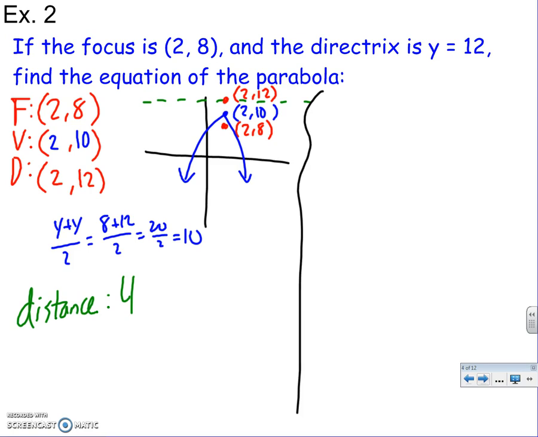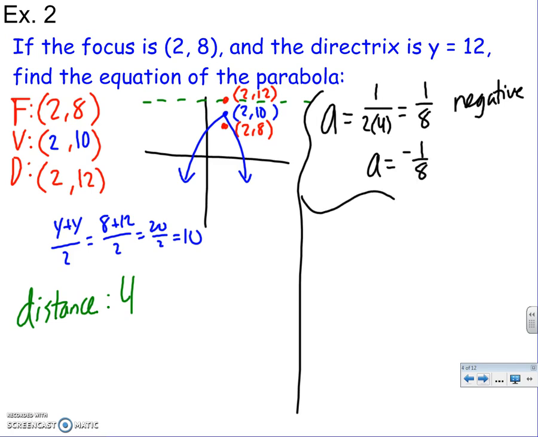Step 3, find A. A is that formula, 1 over double that distance. All right, so 1 over 2 times 4, that's 1 over 8. Now be careful, the U is upside down, so it's negative. All right, that's why I drew the picture. So A is really negative 1 over 8.